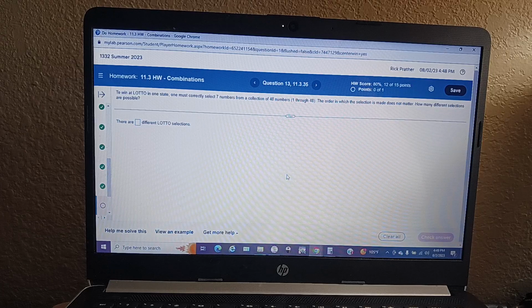To win the lotto in one state, one must correctly select 7 numbers from a collection of 48. I got to pick 7 out of 48 numbers. The order in which the selection is made does not matter. Here they made it very clear that order does not matter. And maybe if you know anything about the lottery, that is the case in the lottery. The lottery is hard enough to win as it is. Imagine if you had to get the numbers exactly in the same order.